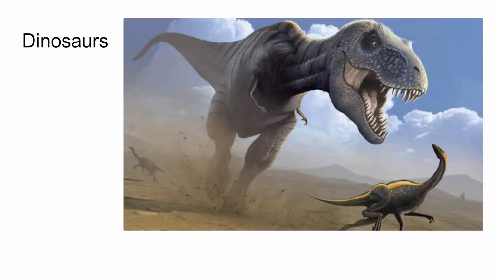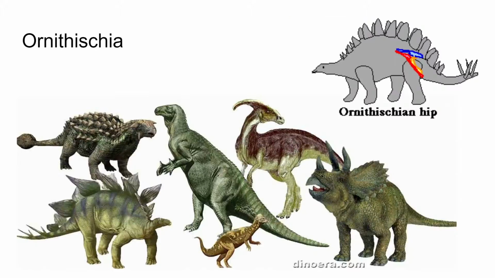And there were two main groups of dinosaurs: the Ornithischia and Saurischia, and this has to do with their hip shape. So let's look at those two groups. The Ornithischia, this word literally means bird hip. The ornith is bird, and ischia is hip, and they have a very similar hip structure to modern day birds.